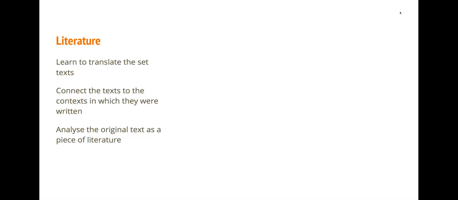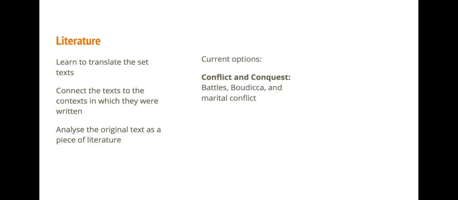So at the moment, we've got a few options for our literature piece which we choose to translate. Our current options are these. We've got one based around conflict and conquest, which are a few different extracts based around various Roman battles, based around the Boudiccan revolt in the early 60s AD in Britain, and at marital conflict as well, conflict within marriages.